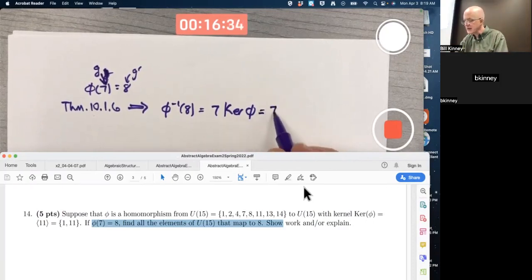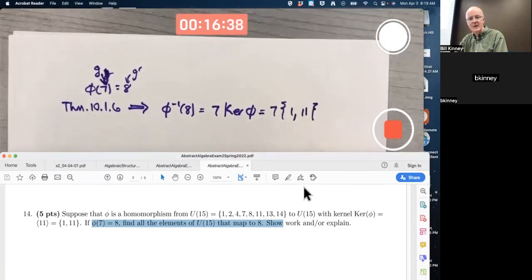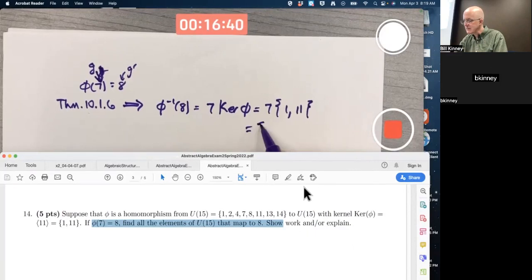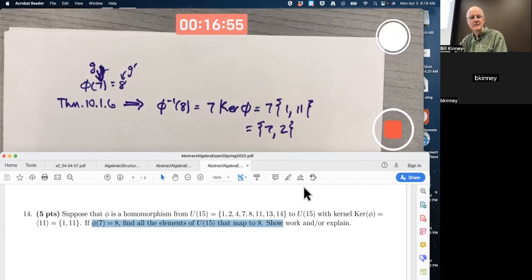Since you're told the kernel is {1, 11}, you have to compute this coset. 7 times 1 is 7. 7 times 11 is 77, but mod 15, what would that be? 77 mod 15 would be 2. There's the answer. 7 and 2 are the elements that map to 8.